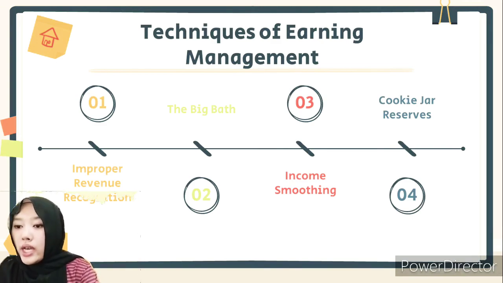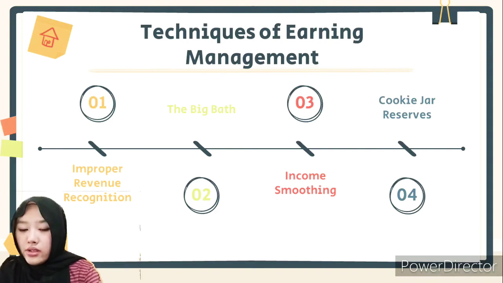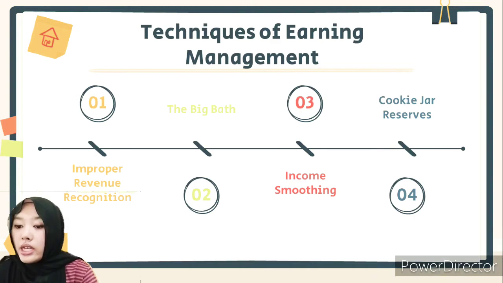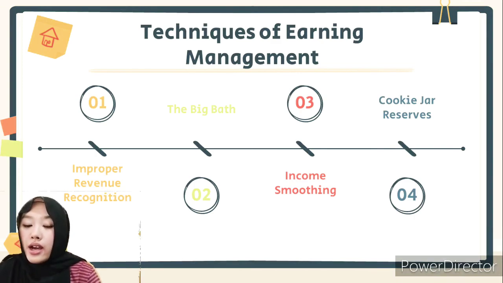And the fourth one is cookie jar reserves. Cookie jar reserves is a kind of flip side of improper revenue recognition, a strategy for managers to manipulate earning by aggressively accruing expenses when the company has a good result in the current period and the result for the following year is uncertain.